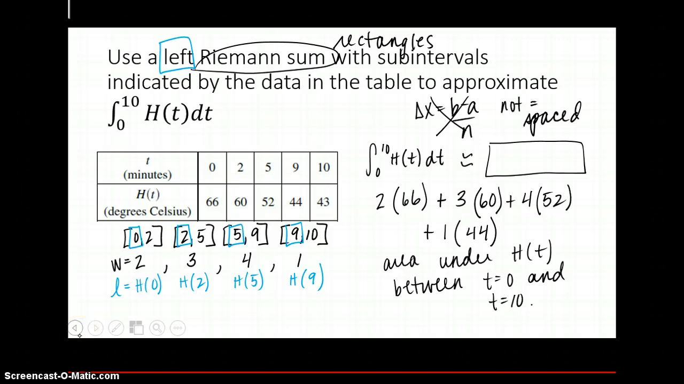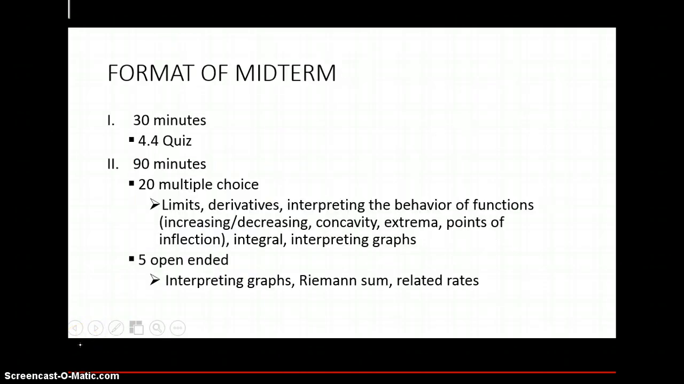Okay, so those are the examples. With those examples and the multiple choice that we did in class, which I did post the solutions to on Edmodo, I would feel you're prepared. There's the format of the midterm. Again, email me directly if you have any additional problems, questions, concerns.